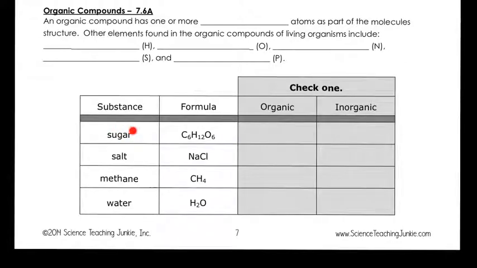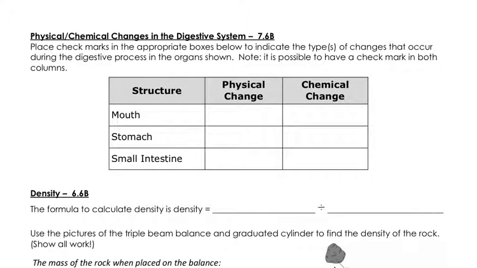In this chart, you're going to check one. If this substance, this is the formula for this substance, is organic, you're going to check here. If it's inorganic, you're going to check here. So each of these substances should have one check either here or one check here. Again, think about your definition of an organic compound. If it's got carbon in it, then it's organic. Be very careful, especially on the bottom one.